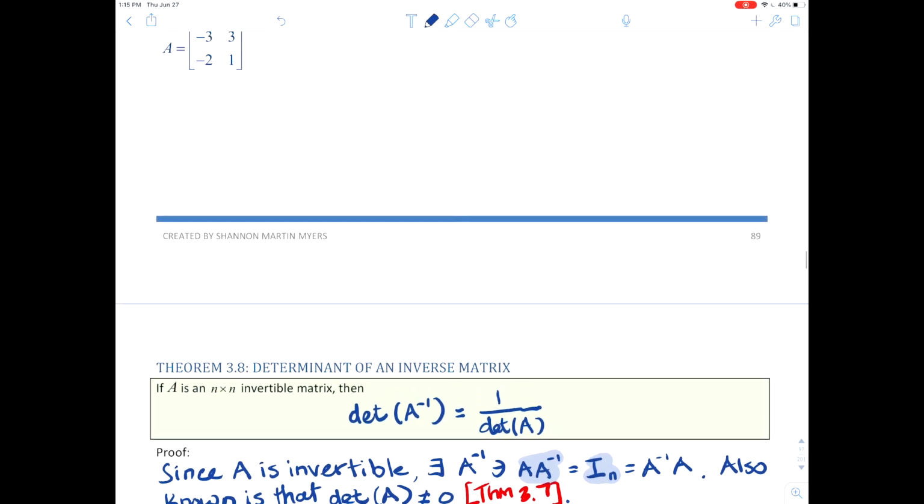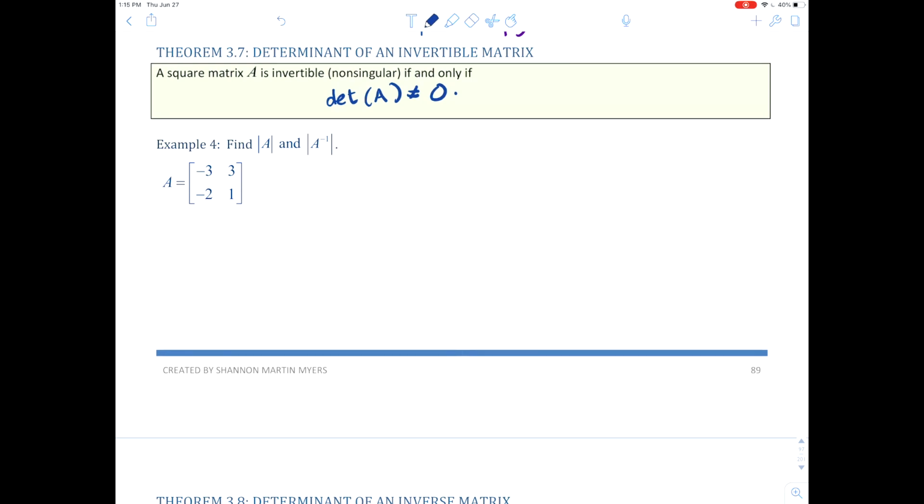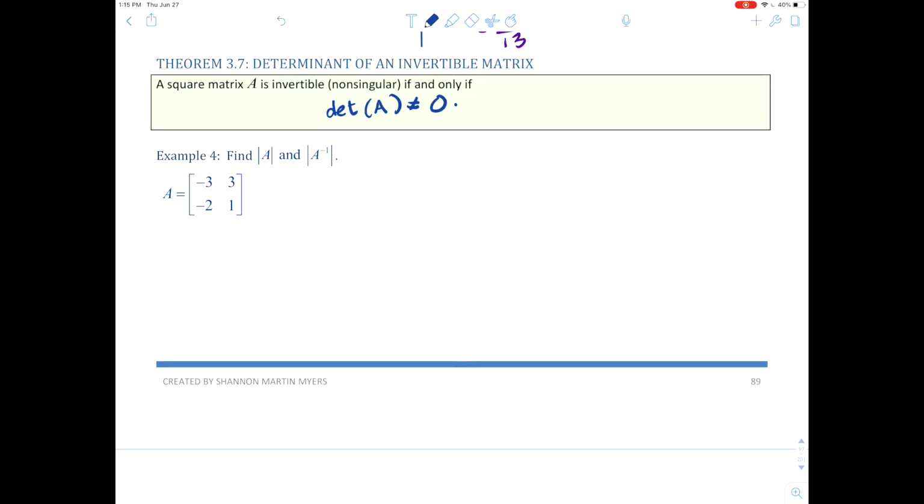Okay, so now coming back, let's just use the property to find example 4 since we worked it out in part B of example 3. So the determinant of A is equal to negative 3 plus 6, which is 3. And so the determinant of A inverse would be equal to 1 over the determinant of A, which is 1/3. Cool, cool? All right, very good.